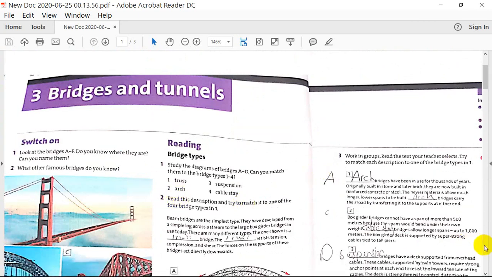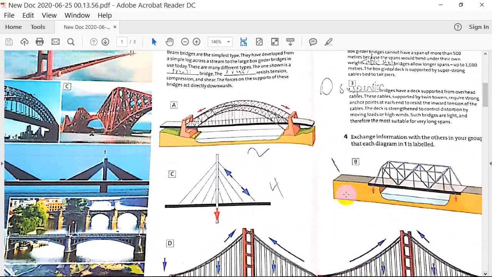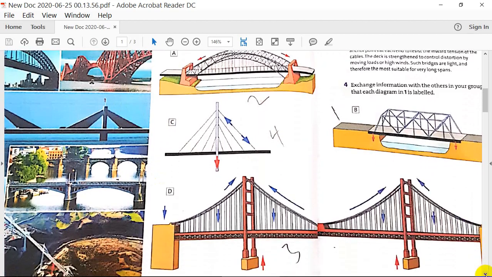Truss, number one, it looks like this one. And then we have number 2, arc, this one, arc bridge. And then we have number 3, suspension. This is the suspension bridge. The last one, cable stay. It's C, cable stay.